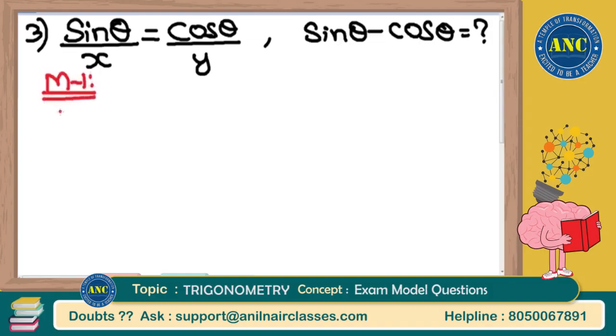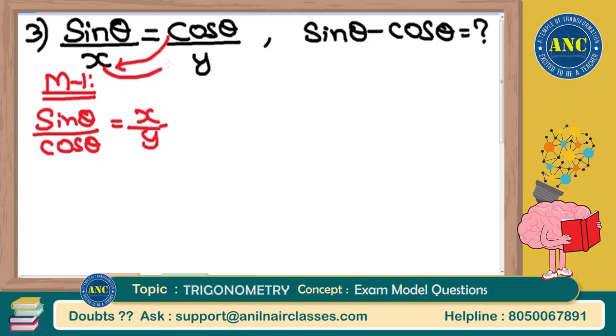Can I say that sin theta divided by x, or I can write it as sin theta divided by cos theta, is equal to x by y? That means this cos I shifted to the left hand side, x I shifted to the right hand side. Sin theta divided by cos theta is equal to x by y. Now you take any ratio. We discussed so many classes on ratio. Any ratio will give you a constant quantity at the end.